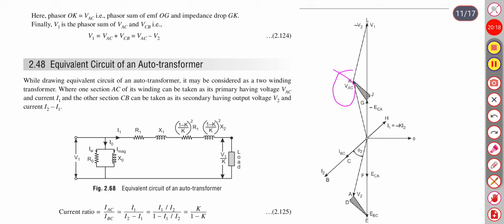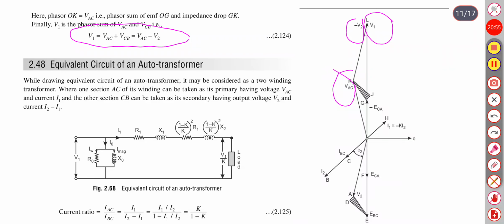Finally, V1 is the phasor sum of VAC and VCB. So V1 equals VAC plus VCB, which equals VAC minus V2. This is VAC and this is V2.